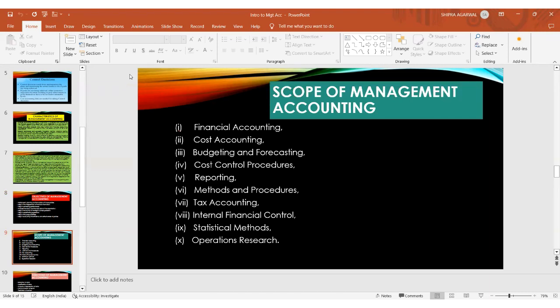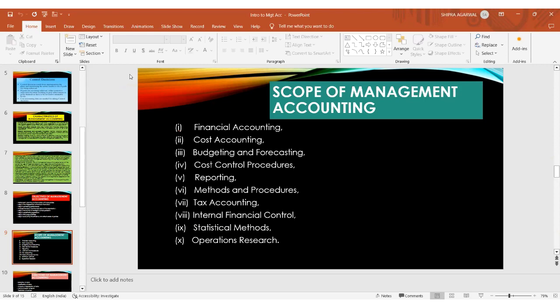Now, if I talk about the scope of management accounting, it covers various fields. The first one is financial accounting. As I told you, it uses the data from financial as well as cost accounting. These two are the major sources from where the data is provided to management accounting. Apart from that, it uses budgeting and forecasting, because without preparing the budgets, you can't plan for the upcoming future. And when you are planning for the upcoming future, you certainly have to forecast the upcoming year.